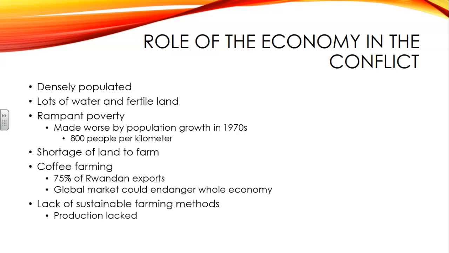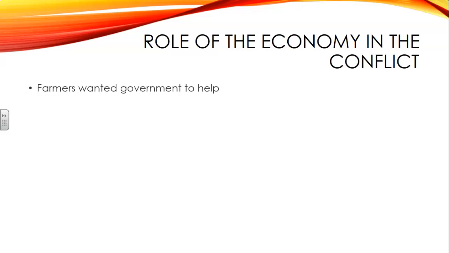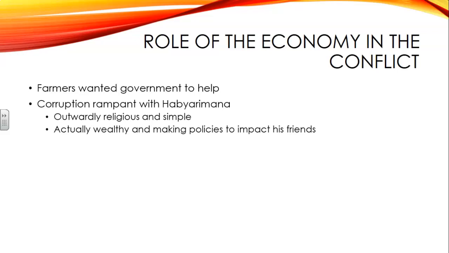Additionally, Rwandans were lacking sustainable methods of farming simply because the production to do this was lacking. They did not have the money needed to do sustainable farming methods, so you're going to be having issues with that farmland, which is going to be creating bigger problems down the road. Farmers also are asking the government for help here, because they have to have something done in order to keep growing crops and to keep making money. However, corruption under Habyarimana was rampant. Okay, there is corruption all over with Habyarimana, and that is going to be something that's important to understand.